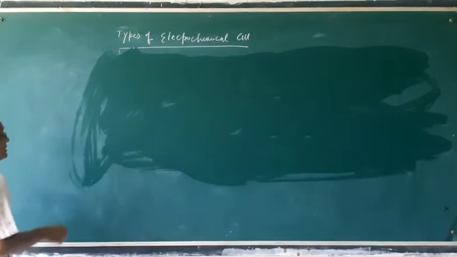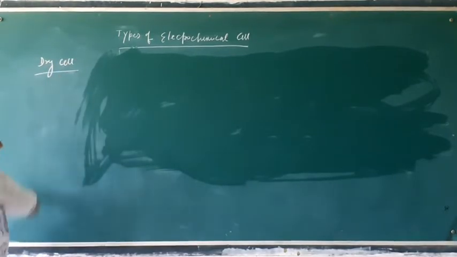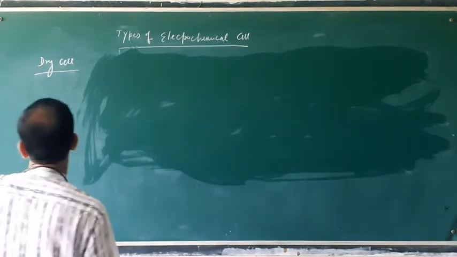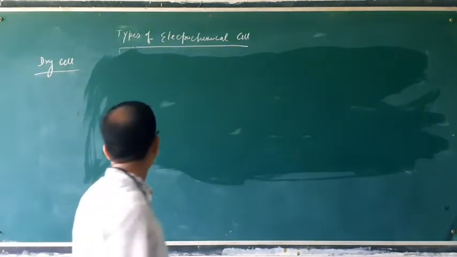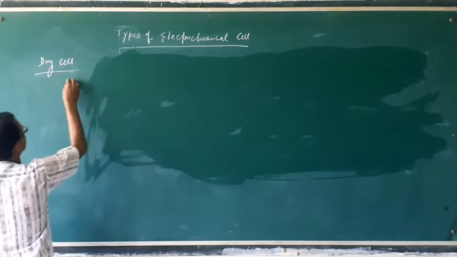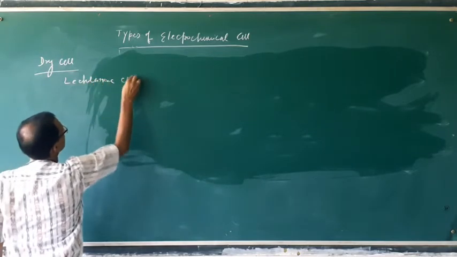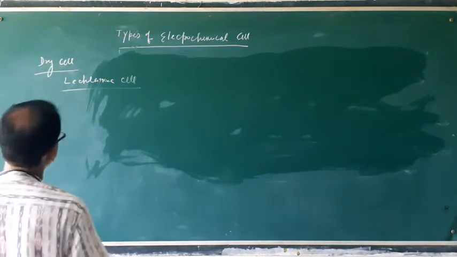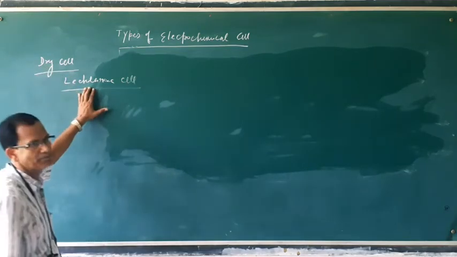The first primary cell is the dry cell. Before the discovery of the dry cell, the same cell was named the Leclanche cell. It is also called the Leclanche cell. The dry cell is the modified form of the Leclanche cell.